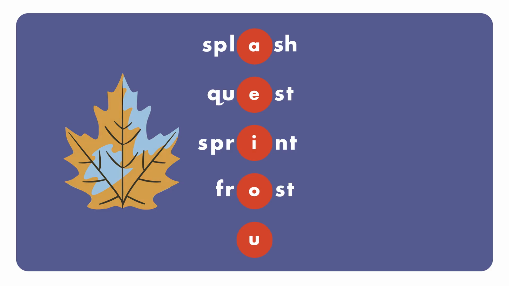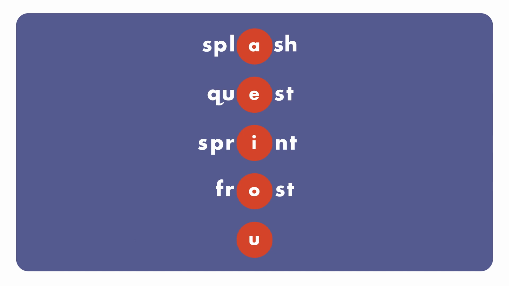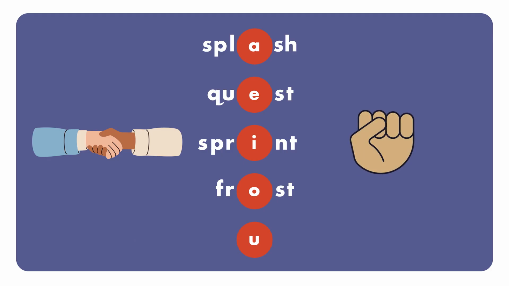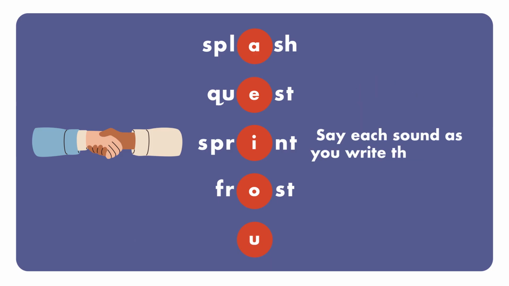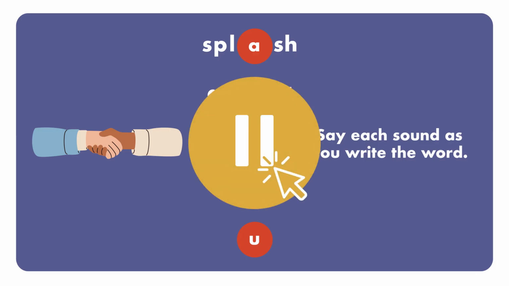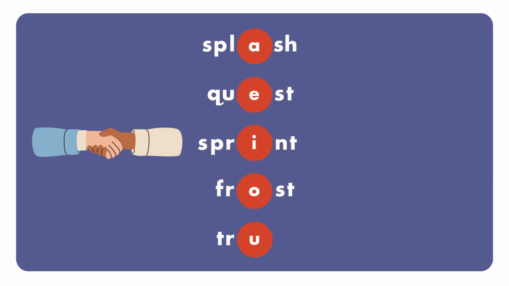Frost. Lastly, add consonant letters to the vowel letter A to write the word trust. Do you trust me? First, put your fist in the air and count the sounds in the word trust. Did you hear 5 sounds? Say each sound as you write the word trust onto your whiteboard. T, r, u, s, t.